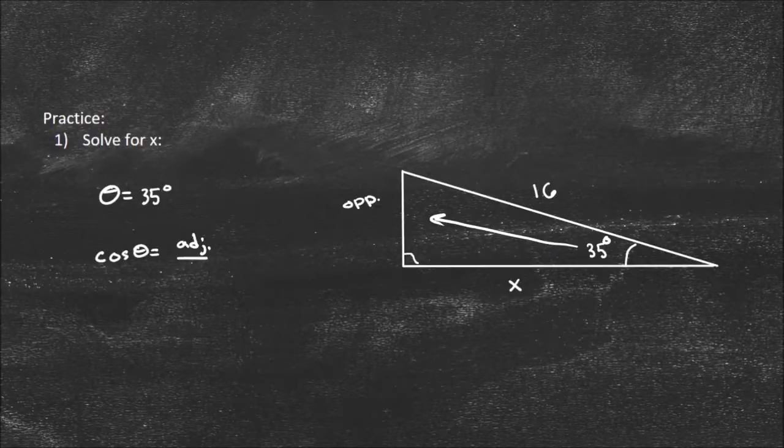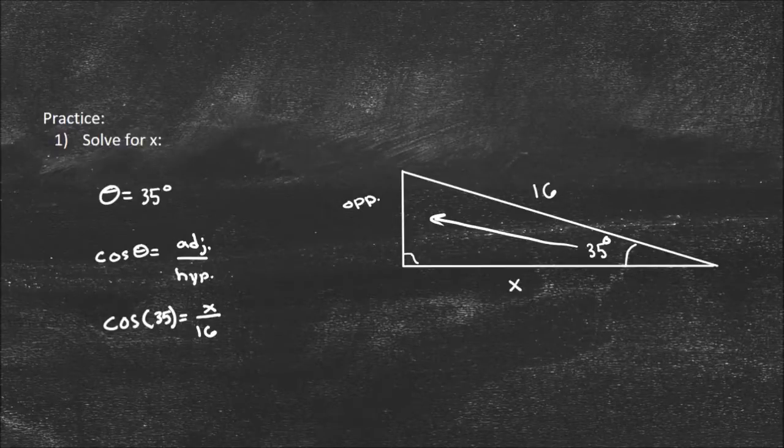And I knew that I had to use that because those are the two sides that I have something to do with. I have the hypotenuse and I'm looking for the adjacent. Okay, and I also have the angle measurement. So now I'm just going to plug in what I have and try to solve for that third side. So I'm going to get cosine of 35 equals adjacent, well, that is x in this case, divided by 16.